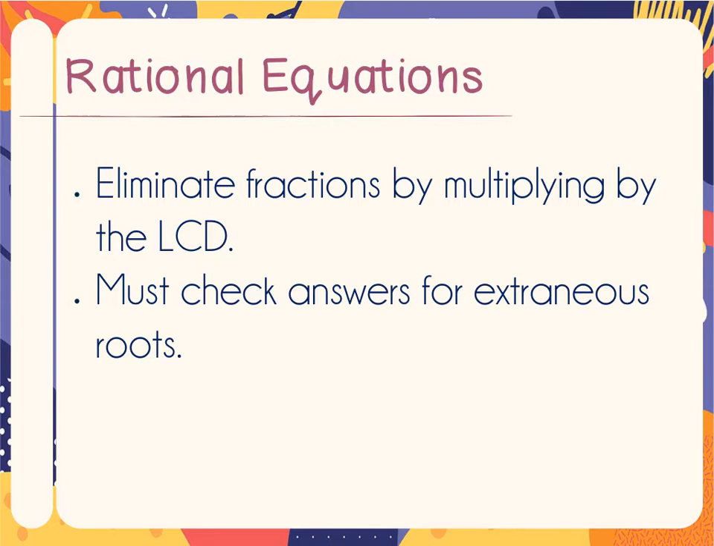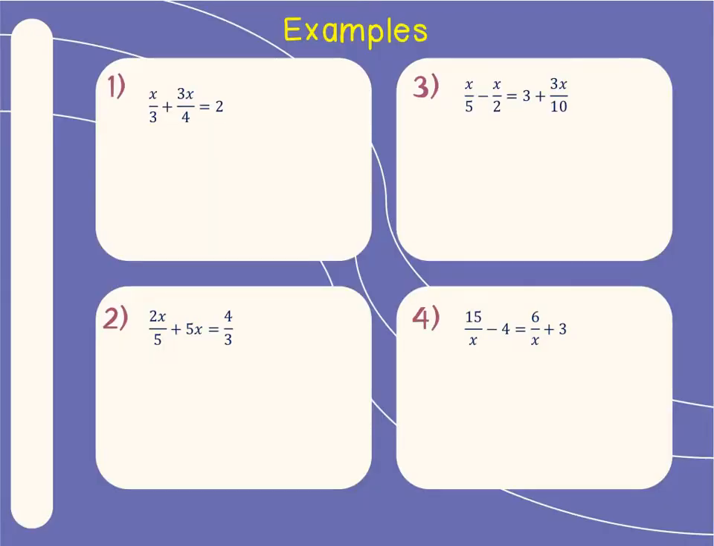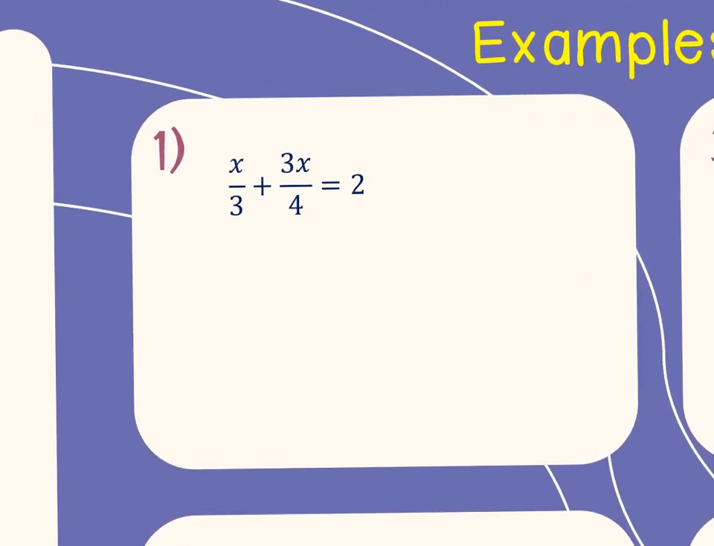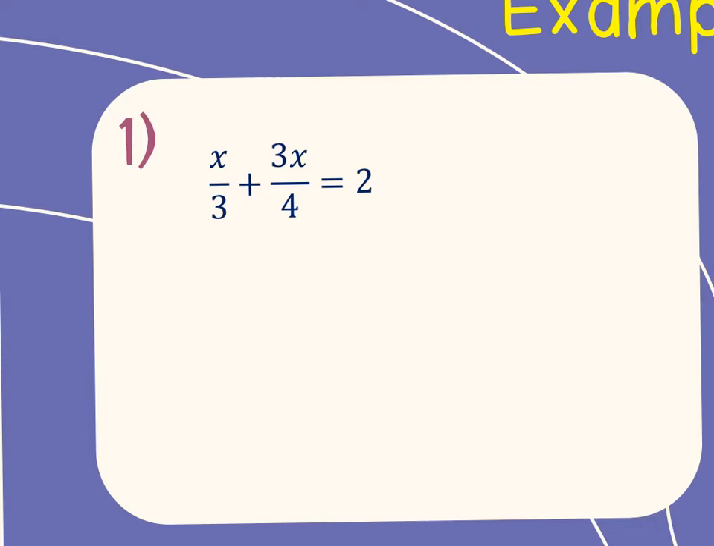So let's just try some examples. So this is similar to what I've already done. I'm going to look for the common denominator between 3 and 4. So I'm going to go ahead and rewrite the problem. So I have x over 3 plus 3x over 4 equals 2.